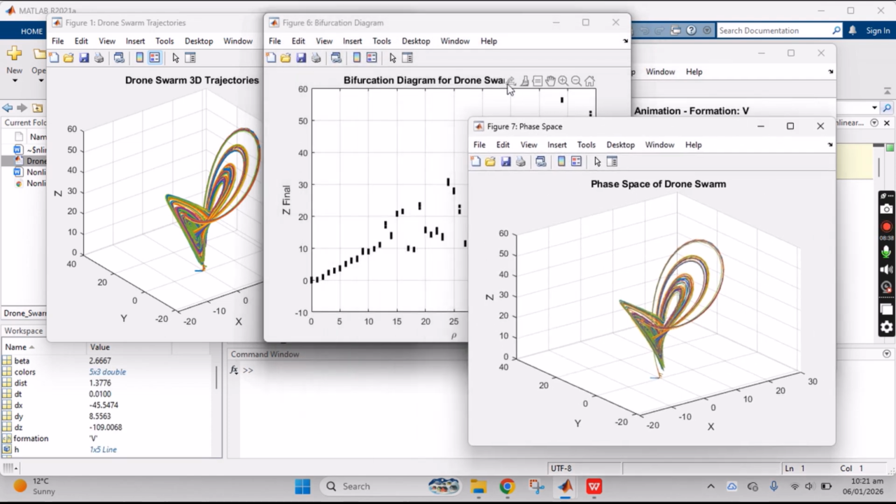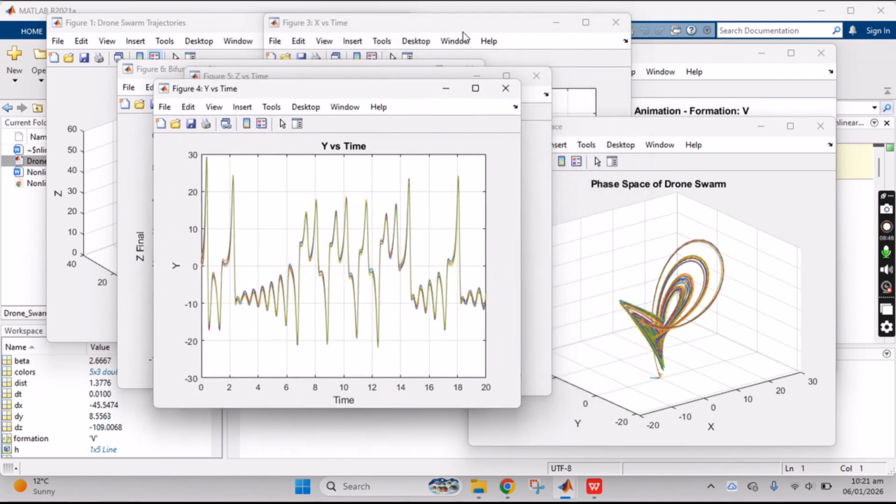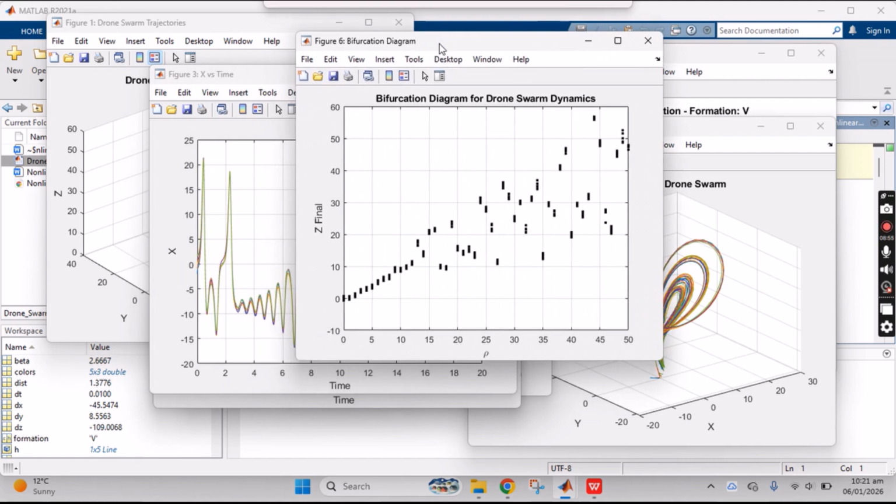See, these are the phase space of the drone swarm system. This is a bifurcation diagram, with Z over time, Y over time, stability, and X over time as well. This is the main thing: the bifurcation diagram of the drone swarm dynamics, where multiple drones work at the same time and it needs to cover collision avoidance with stability and convergence as well. Okay, if you need to ask anything, just ask me and I will answer your questions. Thank you.